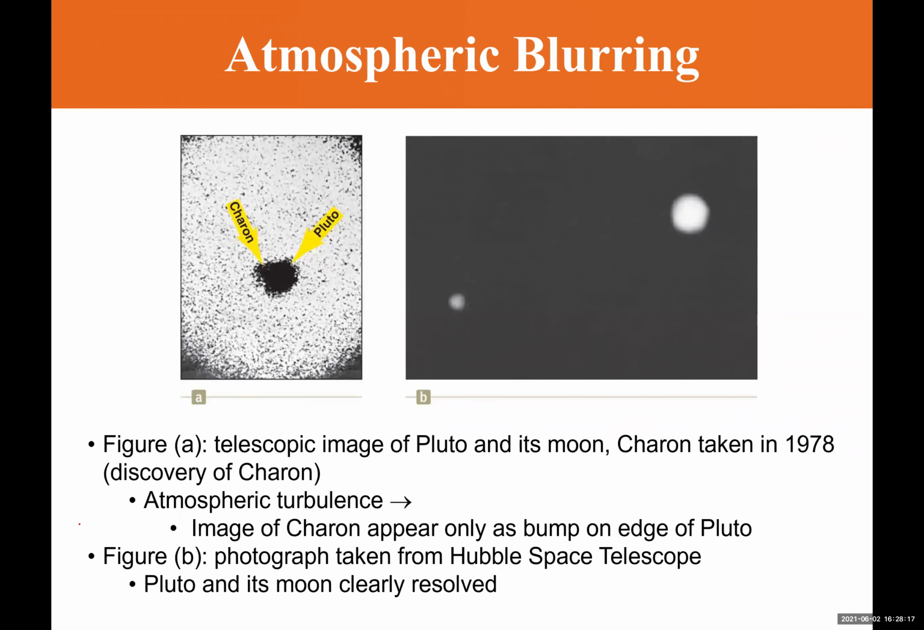So here's two images. On the left side is the image of Pluto and Charon, which is the moon of Pluto. This was taken, you can see, in 1978. So at the time, the image was probably taken by some kind of Earth-based telescope, and what we have here is you can't really separate them. You can't separate Pluto from its moon. So what we see here is sort of like one blob.